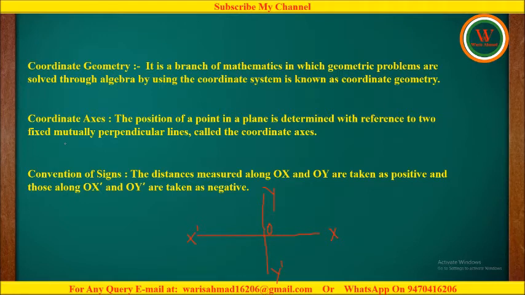So here, according to the convention of signs, the distance measured along OX, meaning the distance O to X, is always taken as positive, as well as OY, while on the other hand OX dash and OY dash are always taken as negative. This is termed the convention of signs. Now the next topic is quadrants.